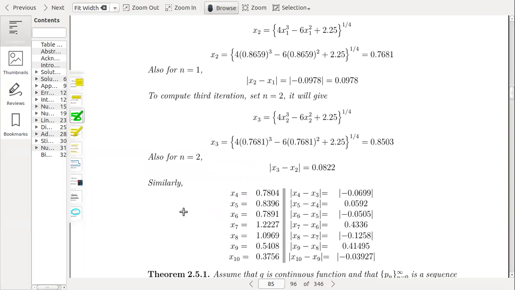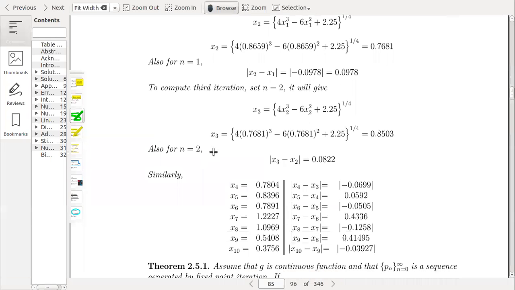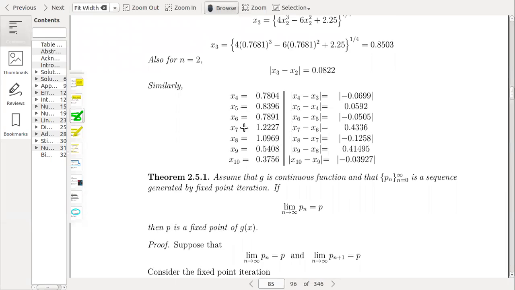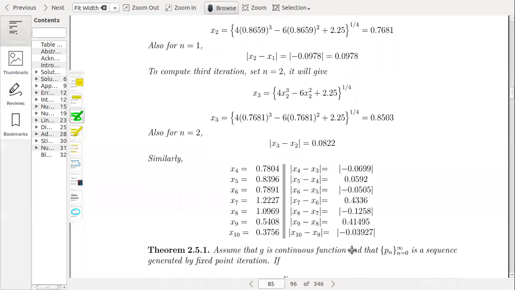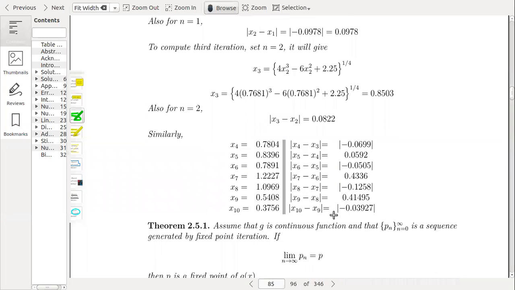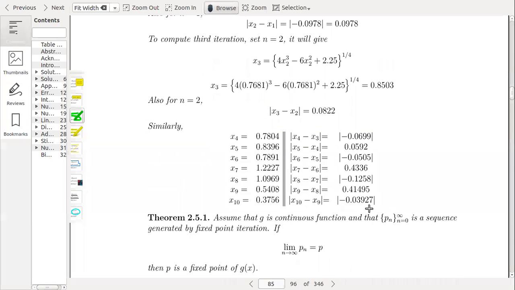Similarly, if we continue to compute these iterations, we will get x4 equal to 0.7804, then 0.8396, then 0.7891, and we compute the differences, we get minus 0.03927. So here we can say that we are just near to the root.